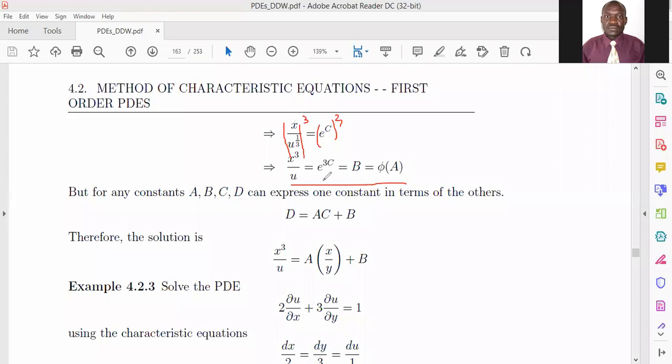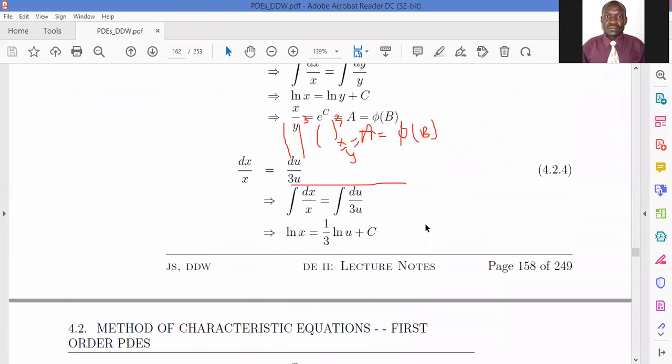You get x cubed over u. This will be e to the 3c, and we are calling this one b, which is phi of a. The other one was, I forget the other solution. What I know, it was a, which was phi of b. And this way, I think we had, was it x over y? If I recall, I think this was x over y, for those who remember, which was something like that. I can just quickly flip back and we have a look at it.